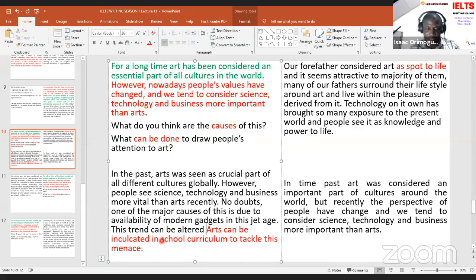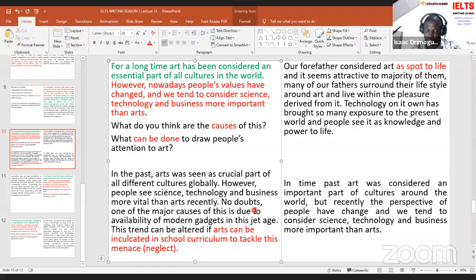You see, if arts can be inculcated in school curriculum to tackle this menace? What menace? I would have loved you to use the word neglect, because as much as menace is a big word, menace connotes negativity. Okay, it's a neglect. I would have loved you to use the word neglect.